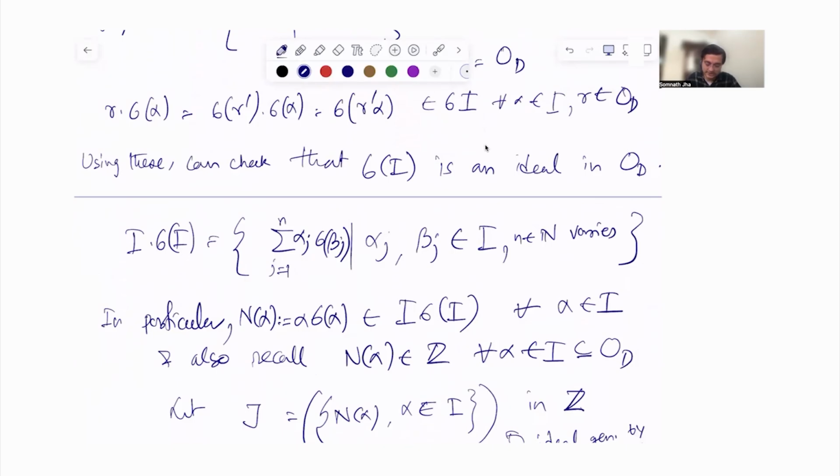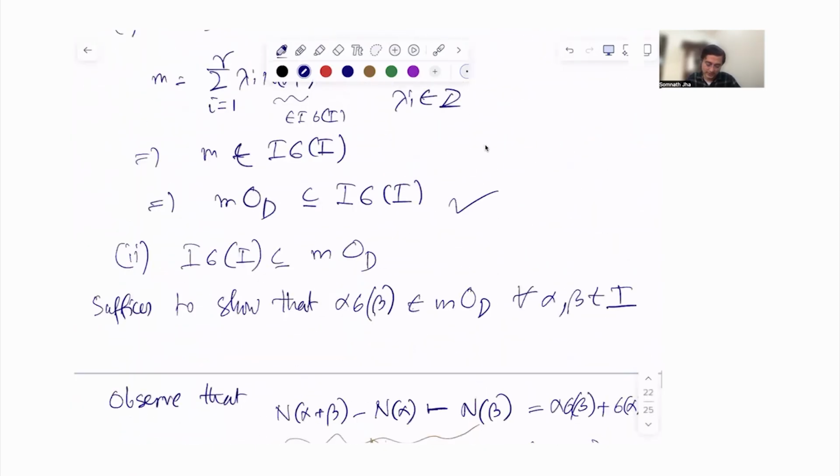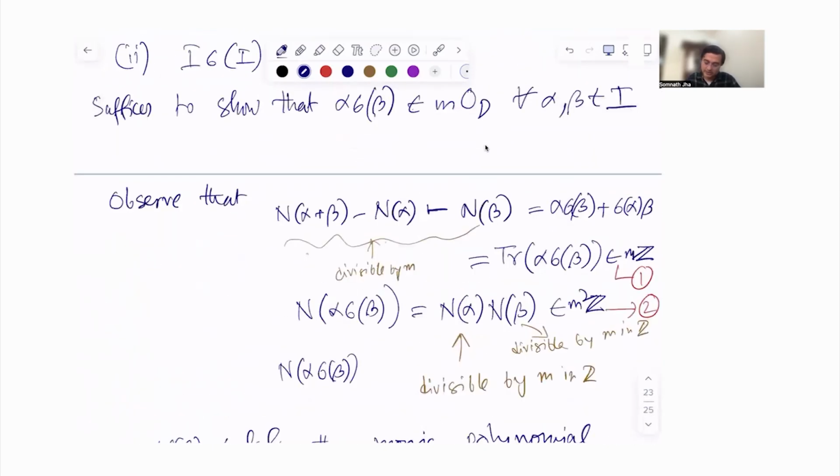And so this consists of finite sums of elements; the product of two ideals is some finite sum of products from the elements of the two ideals. So this is of the form alpha_j and sigma of beta_j, where alpha_j, beta_j are in I. In particular, for beta_j alpha_j, the diagonal elements are the norm of alpha. But other than that, every element looks like some alpha times sigma of beta. And you have to show that alpha times sigma of beta is contained inside M. So the trick we did, that for alpha times sigma of beta, the trace is in M times Z, and the norm of that is in M squared times Z.